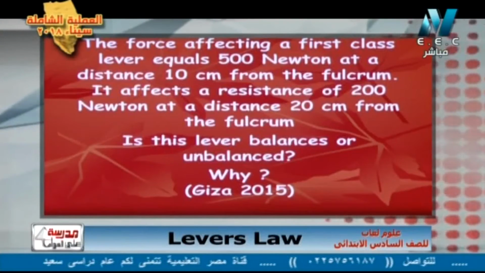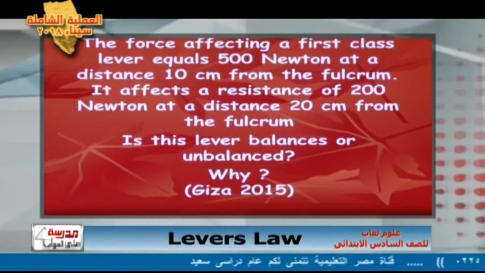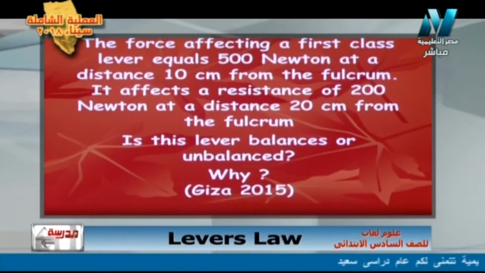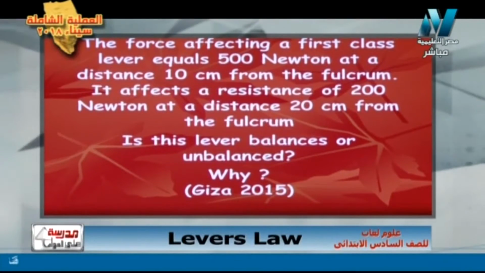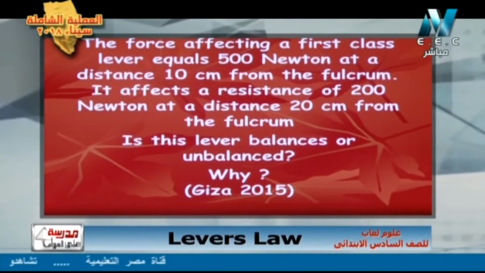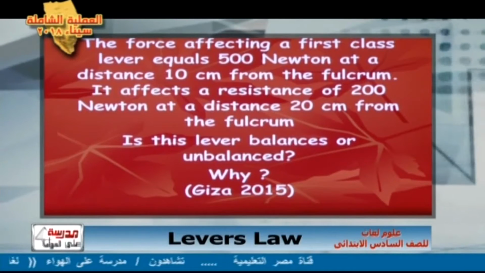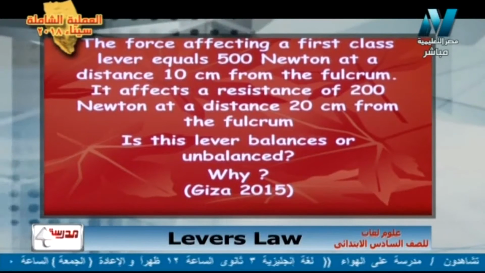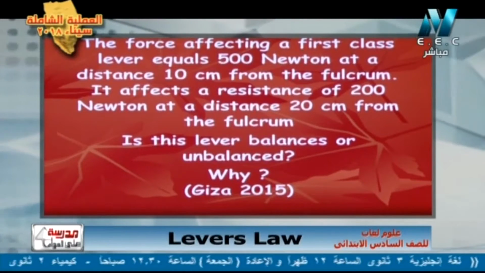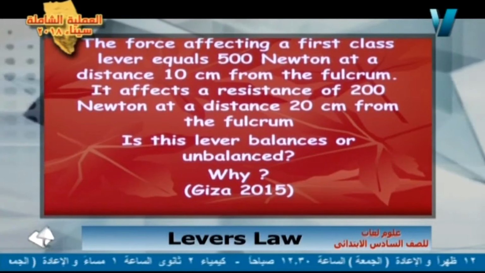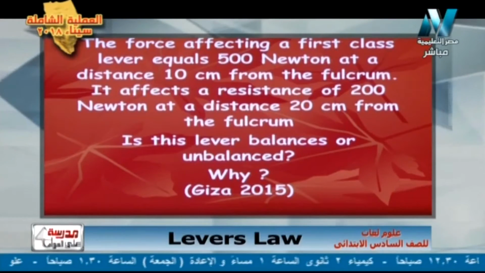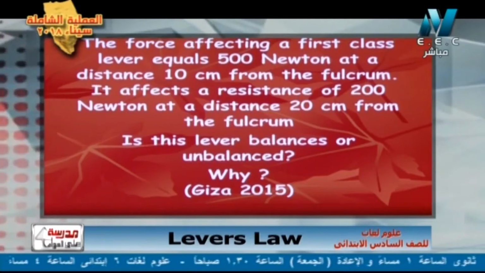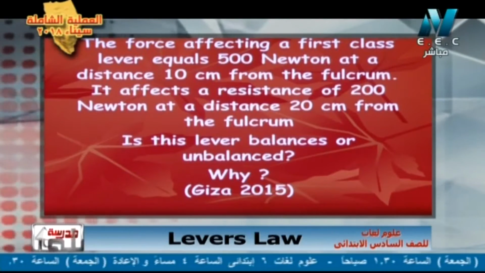So another question says that the effort force affecting a first class lever equals 500 Newton at a distance of 10 centimeter from the fulcrum. It affects a resistance of 200 Newton at a distance of 20 centimeter from the fulcrum. Is this lever balanced or unbalanced? Why? This problem was from Giza Governorate 2015. Okay, the force affecting a first class lever equals 500 Newton at a distance of 10 centimeter from the fulcrum. It affects a resistance of 200 Newton at a distance of 20 centimeter from the fulcrum. Is this lever balanced or not?